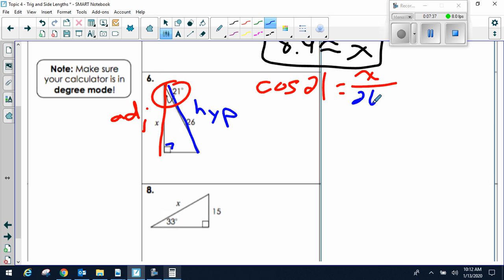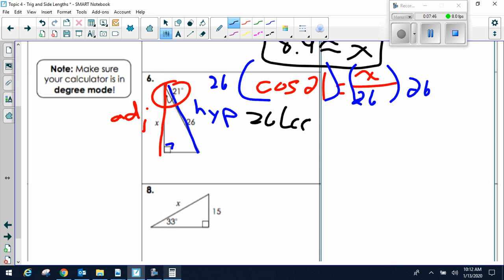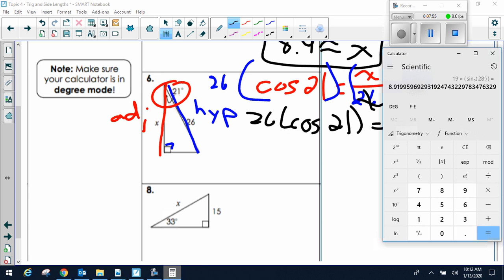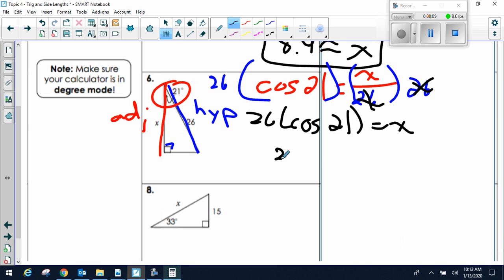And just like the last one, to get rid of that denominator, we have to multiply by 26 on both sides. So I get 26 times the cosine of 21 equals x. Okay, so just like before, in your calculator, you're going to hit 26 times, open parenthesis, the angle, which is 21, and then your trig function, which is cosine, it equals, and you get 24.3.